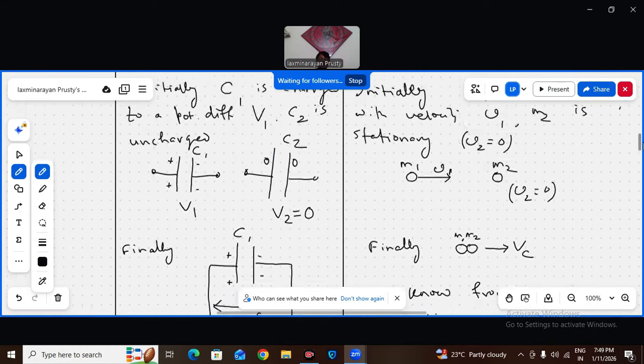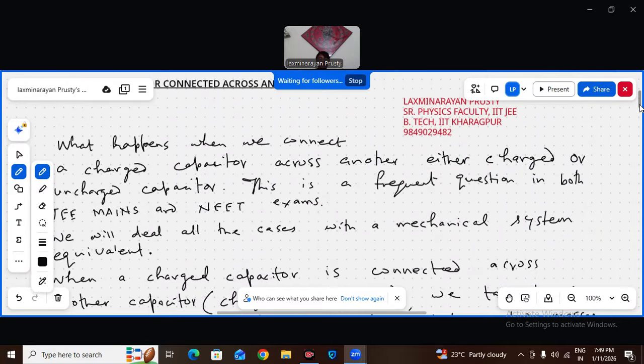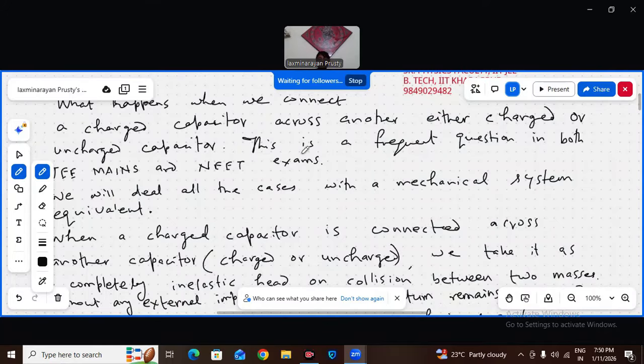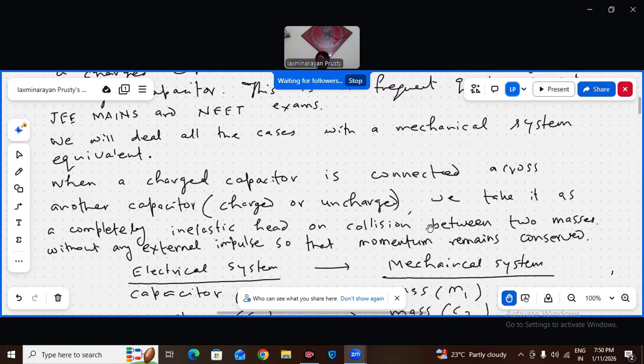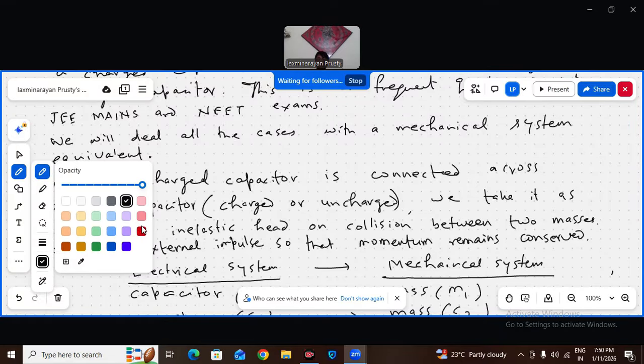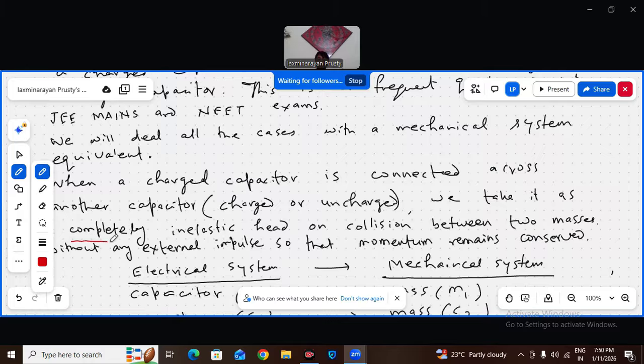Okay, that's what I wrote here in the beginning itself. Charged, we can consider it to be the completely inelastic collision. This is a completely inelastic head-on collision. Should I make it a red mark here? Completely inelastic head-on collision.